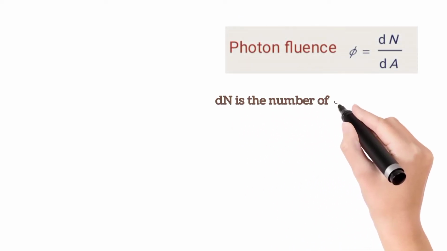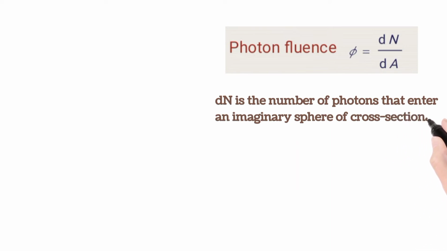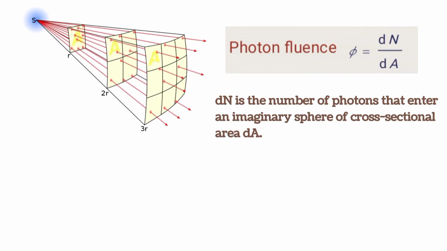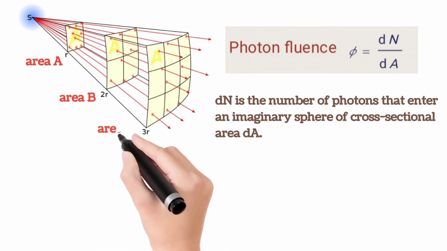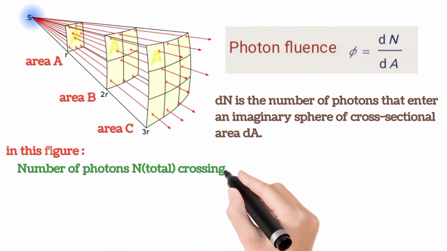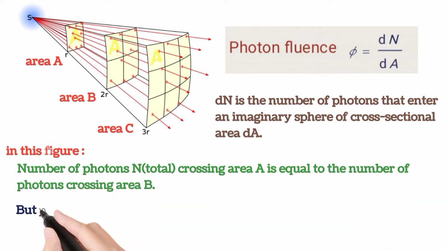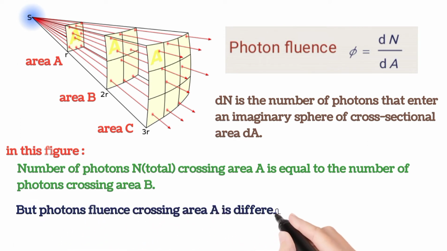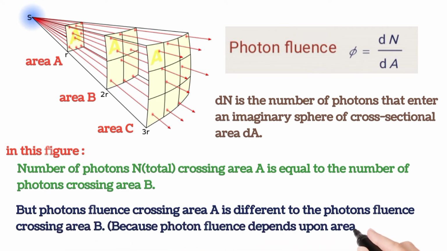Photon fluence is the total number of photons which are passing through any cross-sectional area. In this diagram, count how many photons are passing through area A and area B. We observe that the total number of photons crossing area A is equal to the number of photons crossing area B. But photon fluence is different because photon fluence depends on area. If the area is different, then the photon fluence will be different.